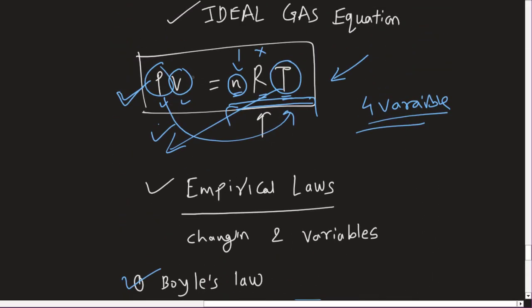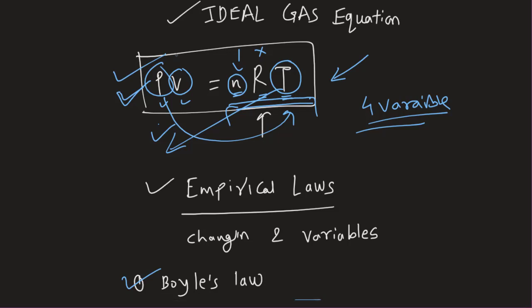So you don't need to remember all these equations or laws. Just remember the ideal gas equation, and from that you can easily find out the relationship, like what product or ratio will be constant. For example, in the first law, Boyle's law, the pressure and volume product will be constant because everything else we have to keep unchanged.